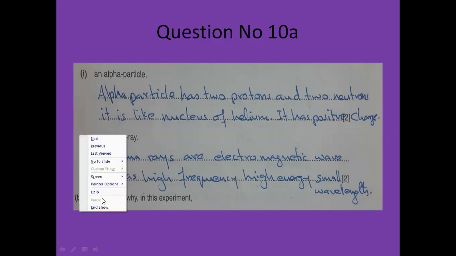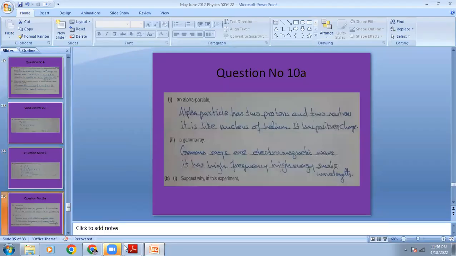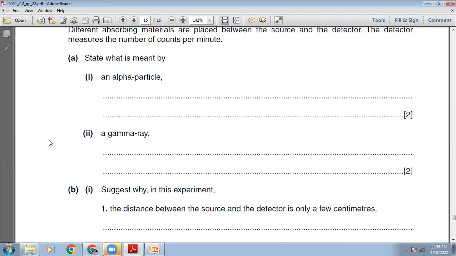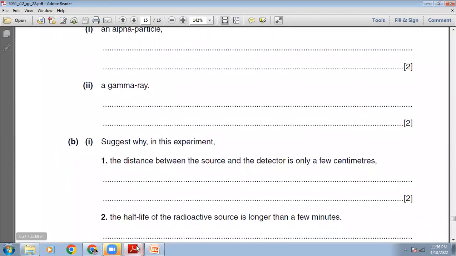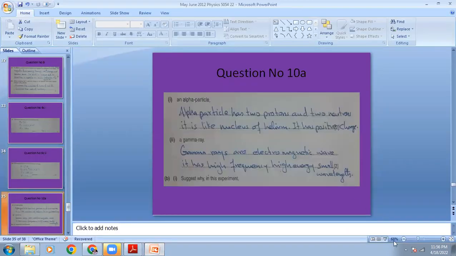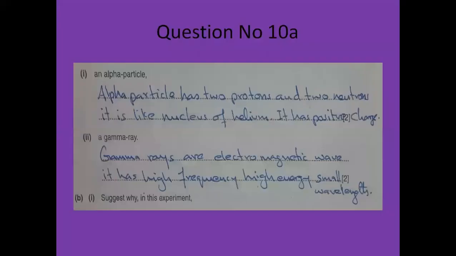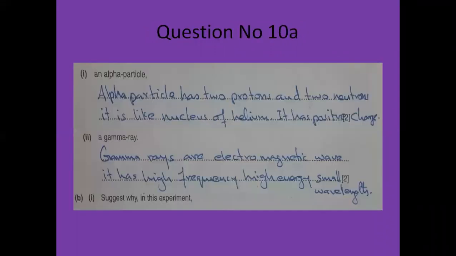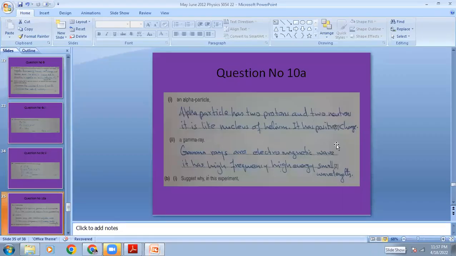Then the question is, let's have a look at the question paper. State what is meant by gamma rays. Gamma rays are electromagnetic waves, and they have very high frequency and very short wavelength. Let me show you. Gamma rays are electromagnetic waves. They have high frequency, high energy, small wavelength. So this is our answer.